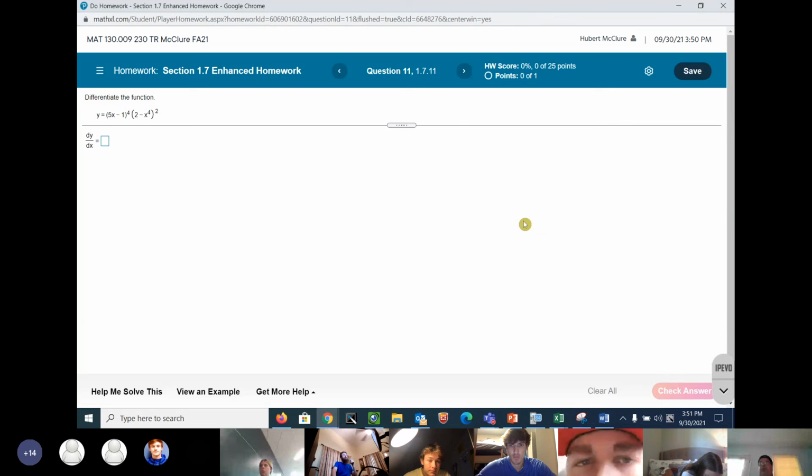Oh, this is going to be product rule. So y is the product rule and chain rule. Parentheses, 5x minus 1 to the 4th power, times (2 minus x to the 4th) to the 2nd power.